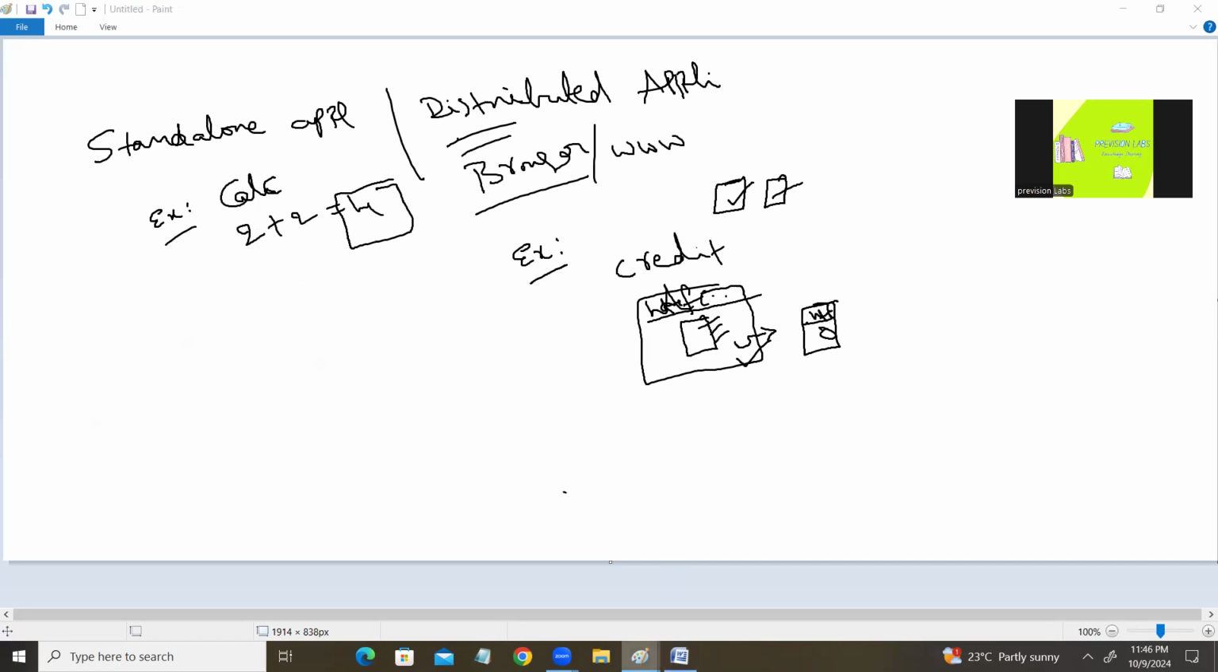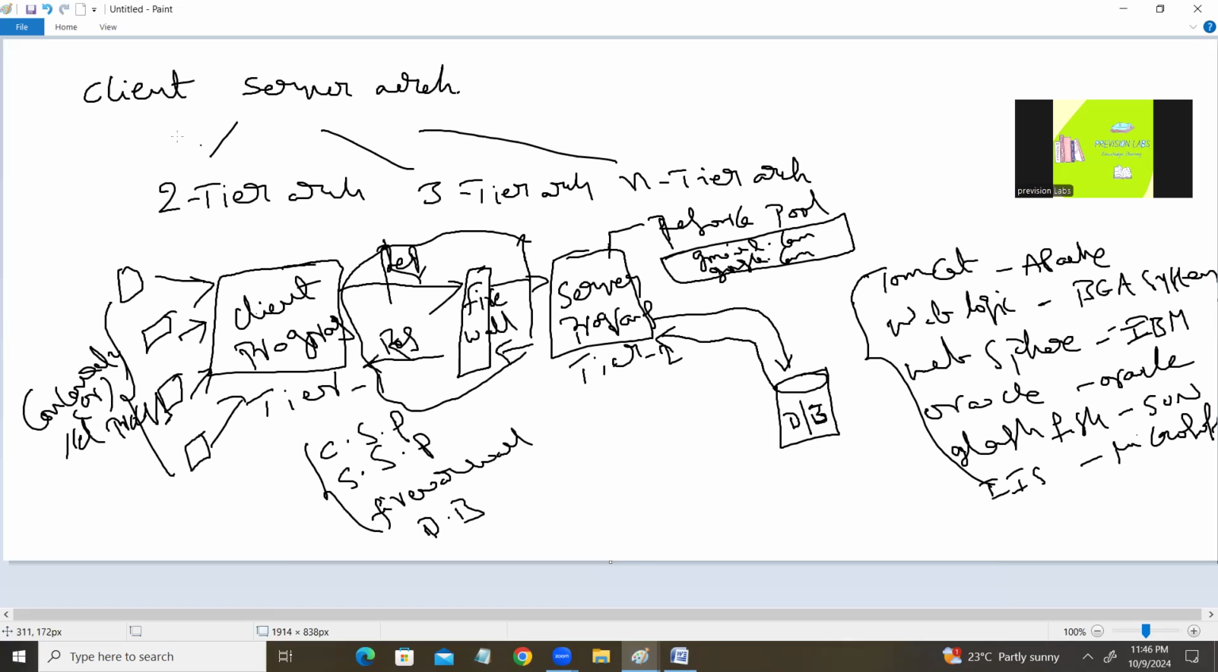In order to develop the distributed application, we have a well-known architecture in the market, the client server architecture. In it, we have three types: two-tier architecture, three-tier architecture, and n-tier architecture. Two-tier architecture contains a set of client side programs and a set of server side programs. Three-tier architecture contains client side programs, server side programs, and DB software. And n-tier, along with these three, also brings the firewall into the picture. And we have one separate layer on the server side, called the resource pool, where we can host our distributed applications.